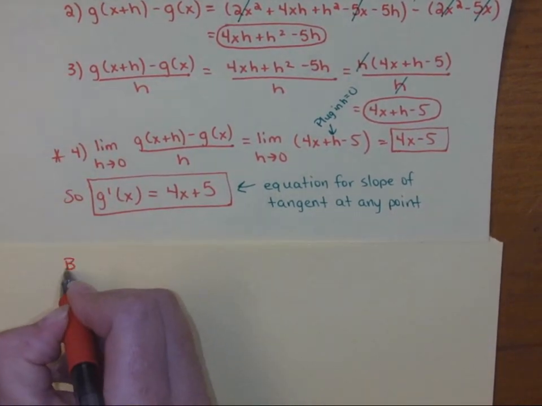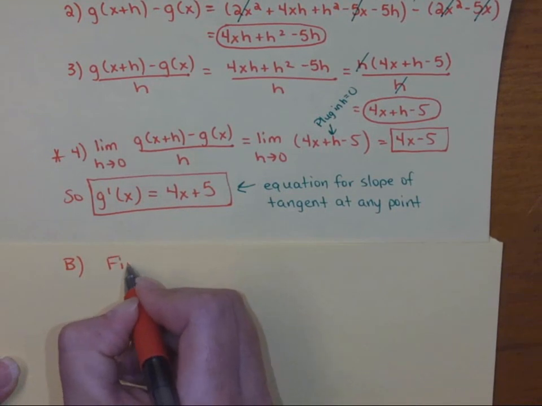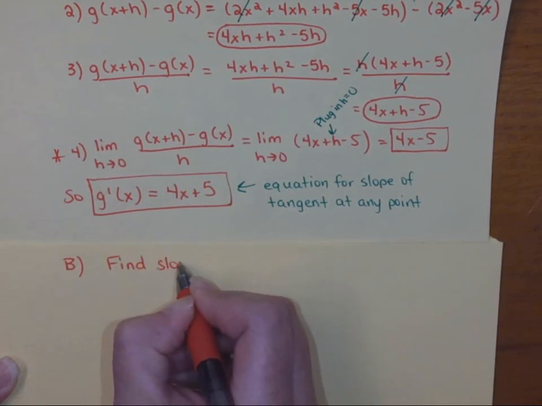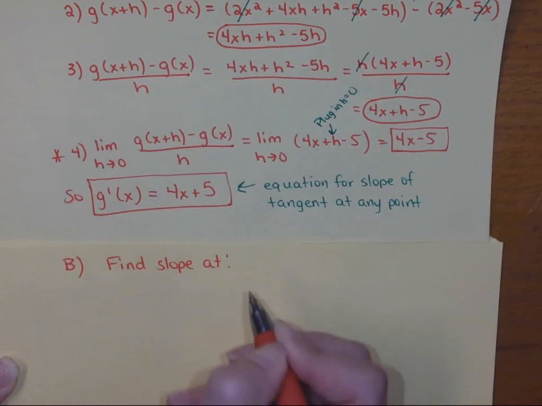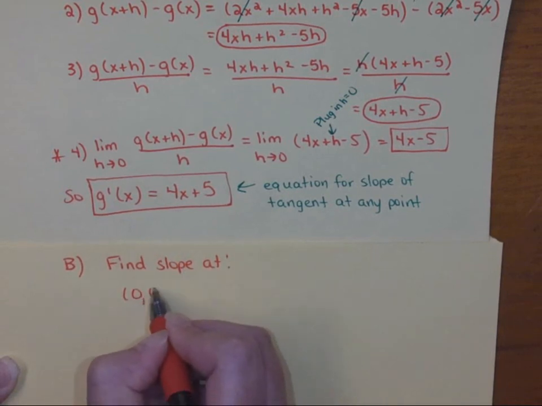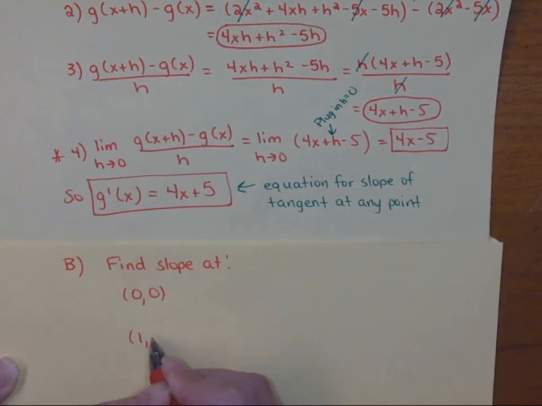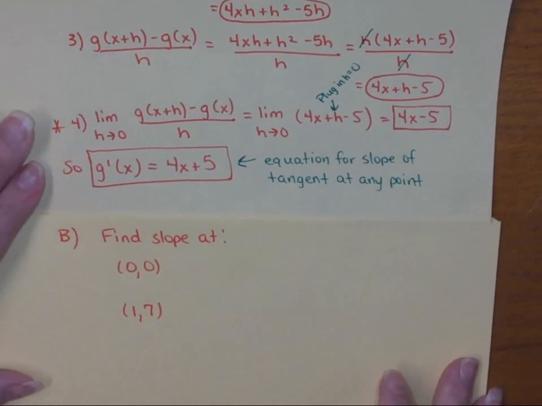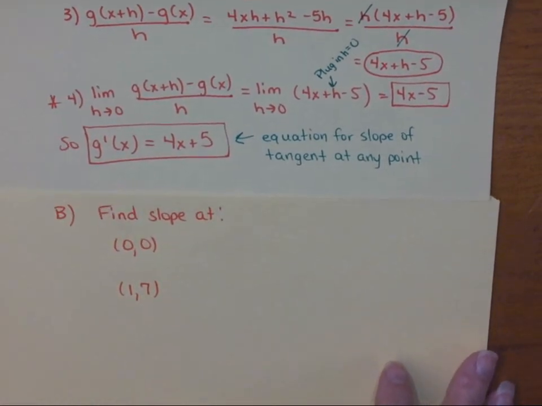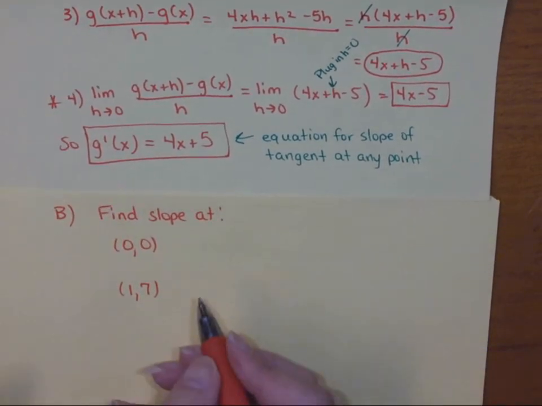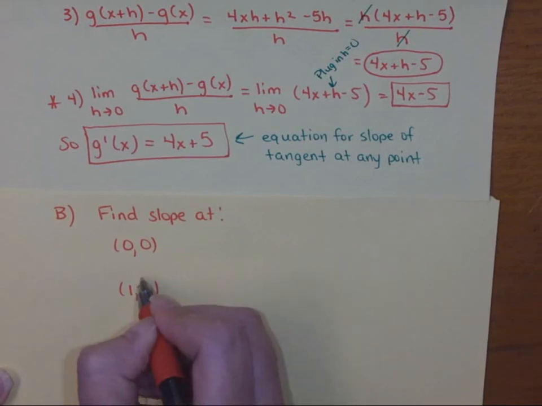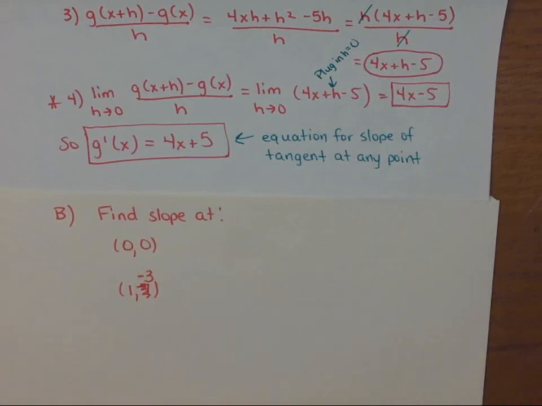Okay, so let's do a part B to that one just to make sure. What if I told you to find the slope at the following points? 0, 0, or maybe 1, 7. Scratch that. It would actually be at 1, negative 3. Sorry about that.